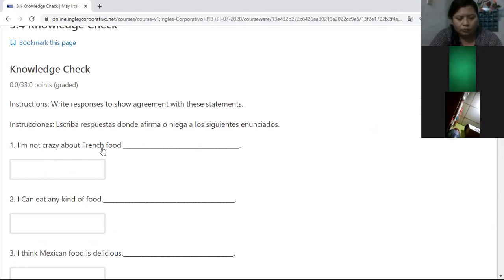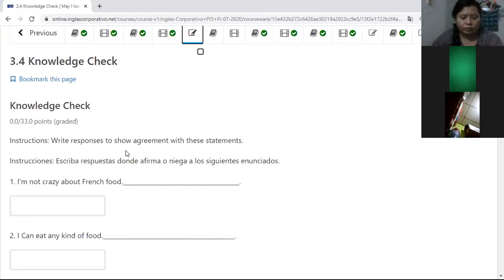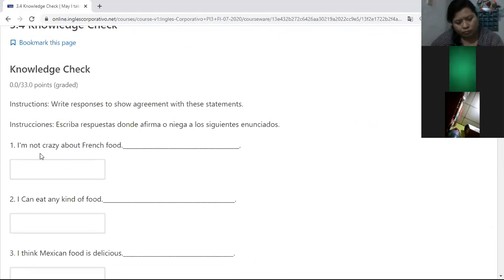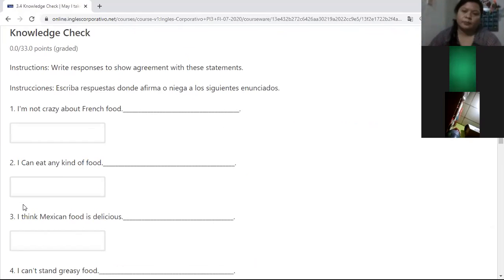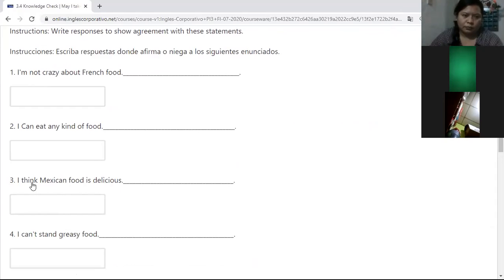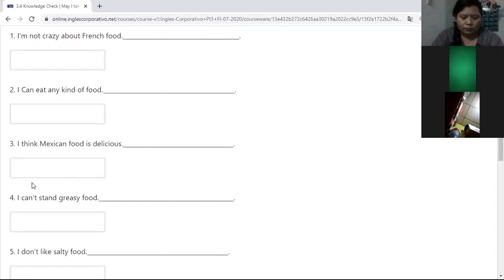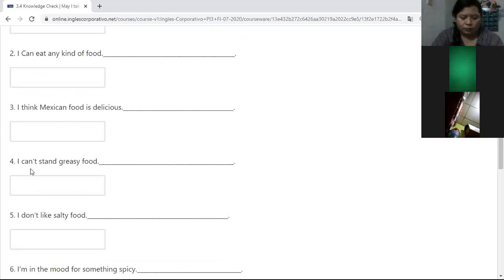I am not crazy about French food. I am not crazy. So the verb to be, right? So in this case, we're going to use, because it's negative, neither or either, right? I can is affirmative, so and too. I think, simple present, so do, right? And so and too. I can't, either, neither or either, right?